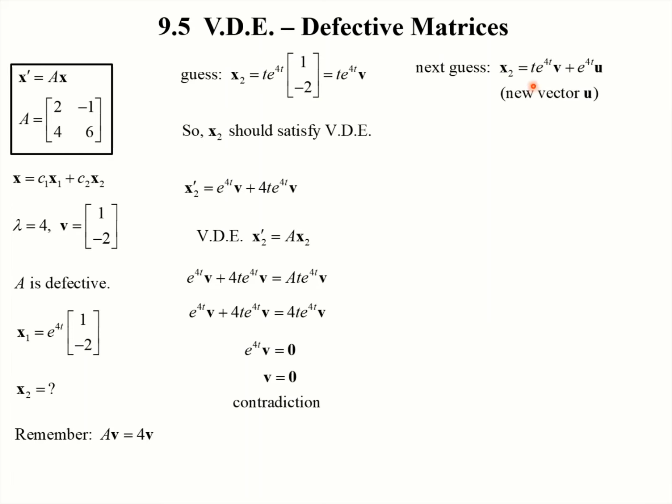So here's my old guess, t e to the 4t v, and then I'm going to go plus e to the 4t times a new vector u. So this is the new u. Yeah, that's right. This is self-improvement here.